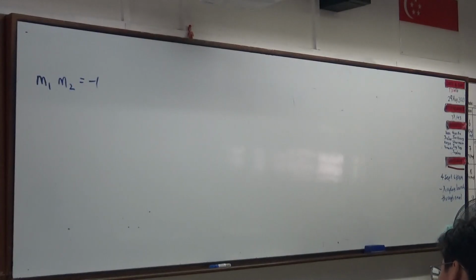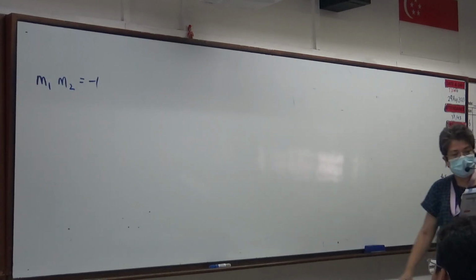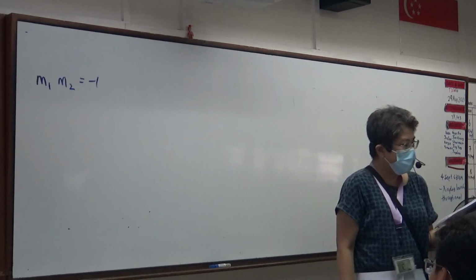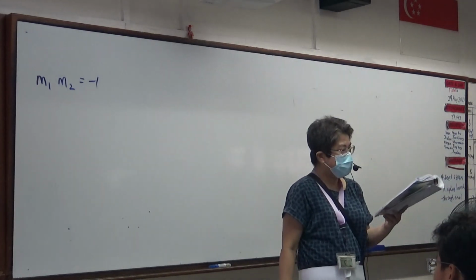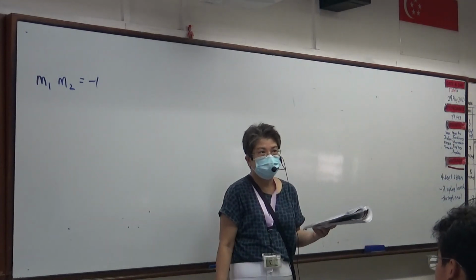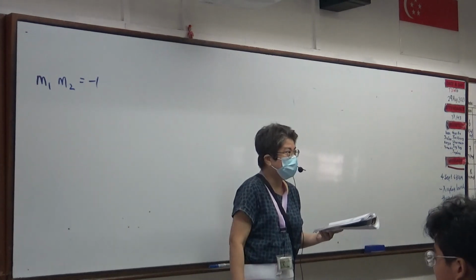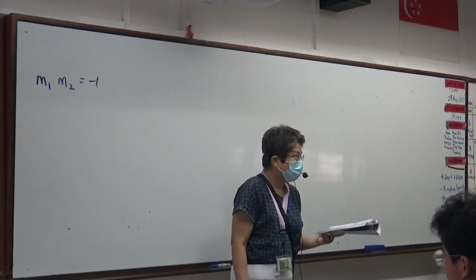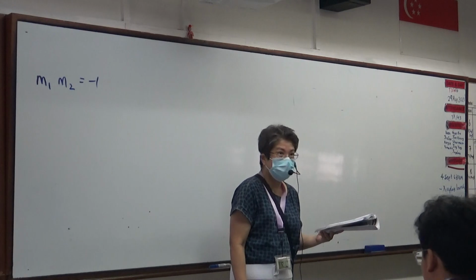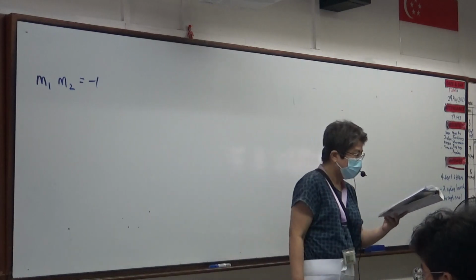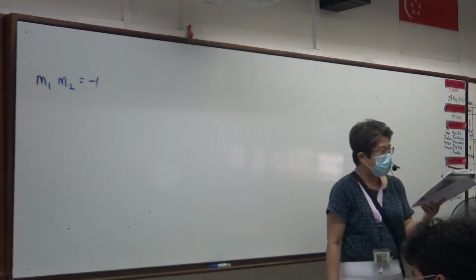Alright, now, let's take a look at page 163. Can you look at the books at the middle there? m1 times m2 is -1, or m1 is -1 over m2. Are we correct? How to get the negative gradient? Negative reciprocal of the gradient, right? Okay?